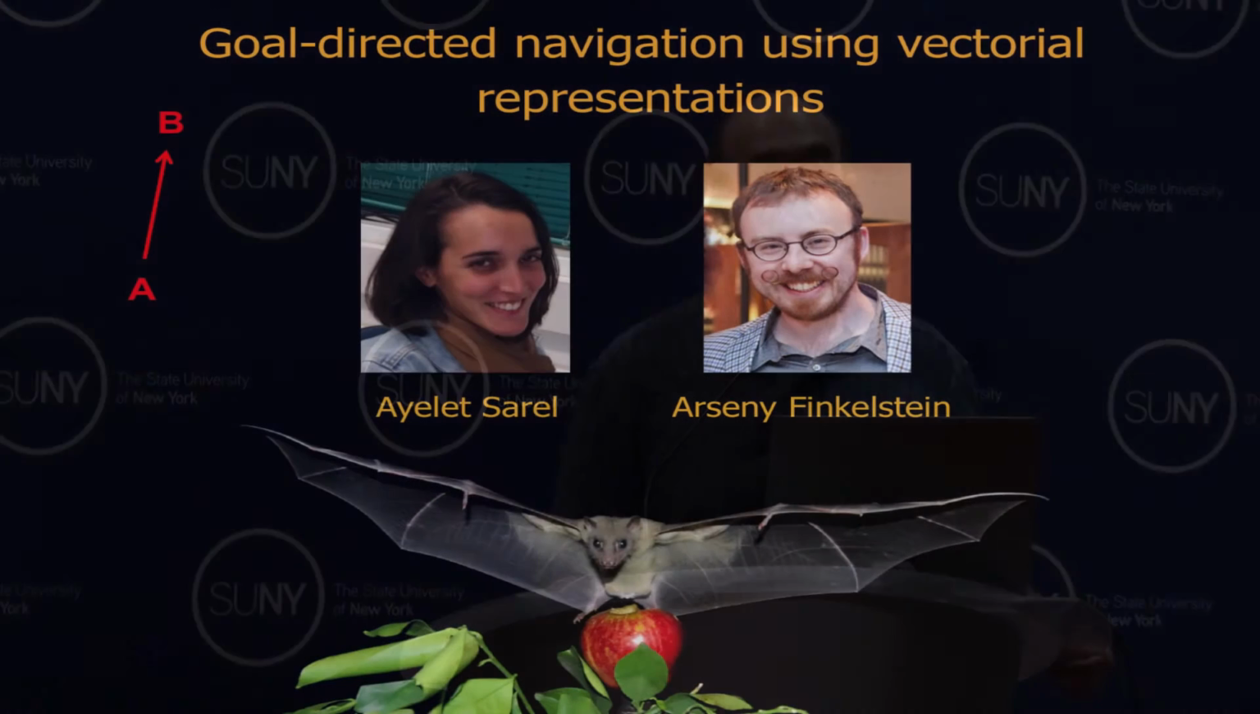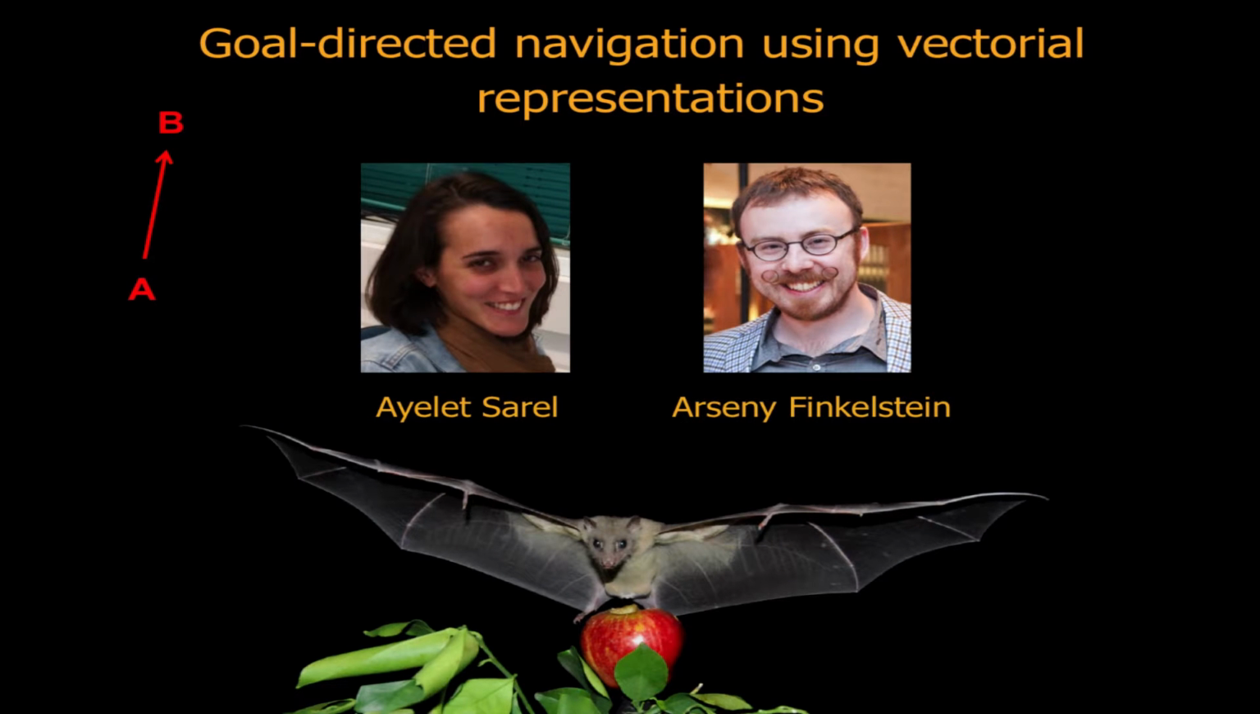All right, let me move to the other story that I wanted to tell you about today, goal-directed navigation using vectorial representation. This is work by Ayelet Sarel, a very talented student in the lab, with the involvement of Arseny Finkelstein. So the basic question is, how do you navigate from point A to point B? The issue is that all these cell types that we've heard about today, that we all know about, are mainly concerned with point A. We have place cells that tell me where I am, grid cells that tell me maybe where I am, maybe distances. There are head direction cells that tell me something about, let's call it, nominal north. But where is point B?